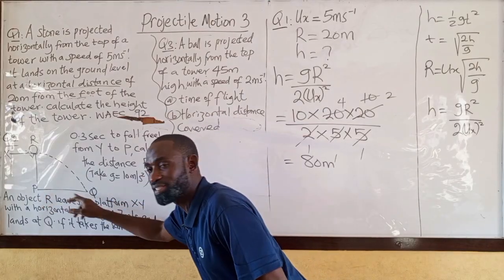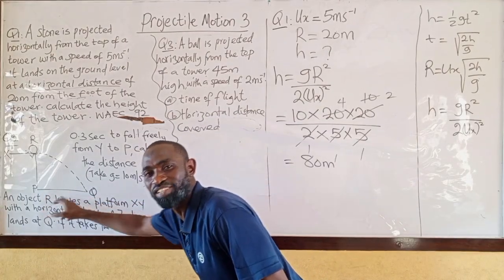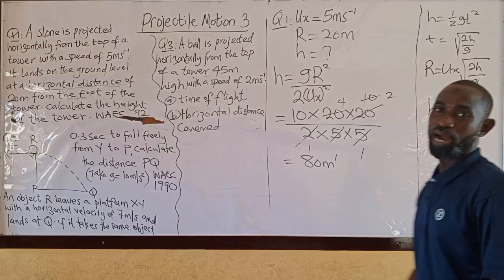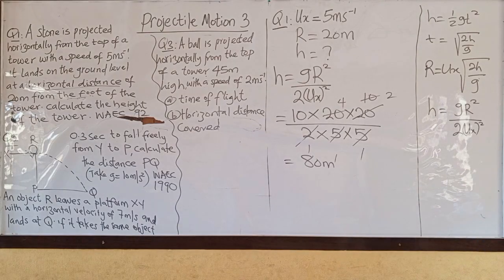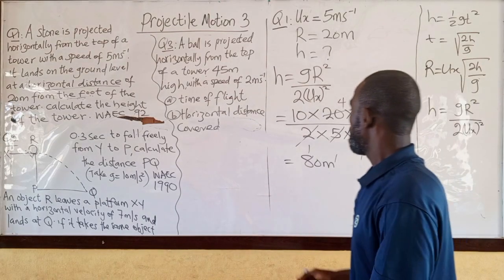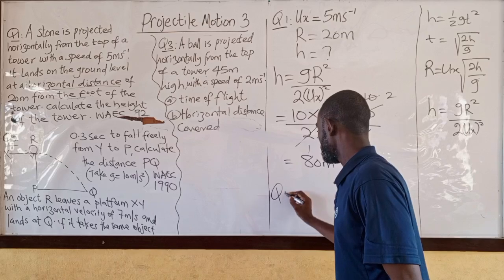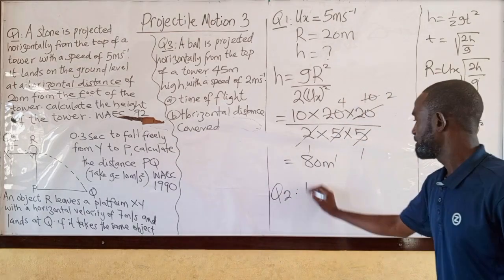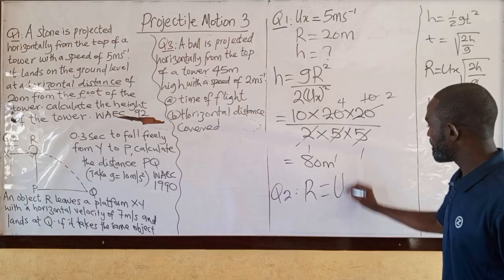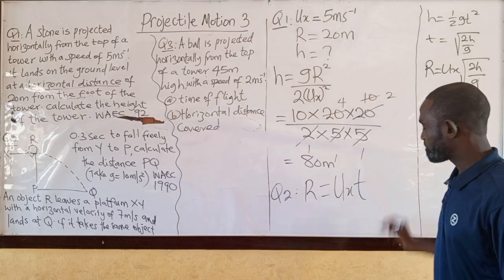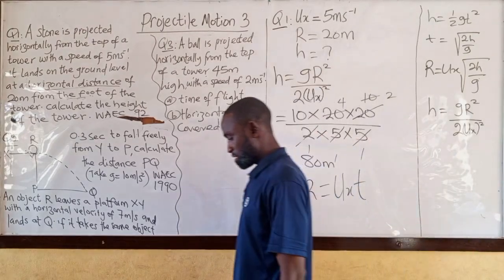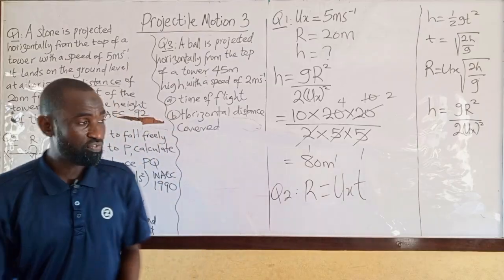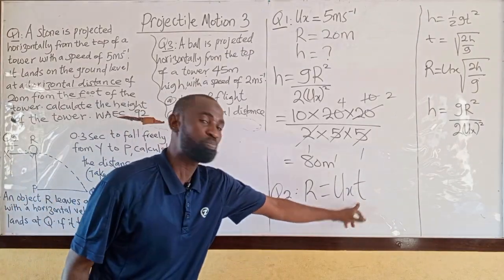PQ is the horizontal distance covered, which is our range. Okay? And mind you, we said question 2. What is the formula for horizontal distance covered? Range equals to horizontal component of the velocity times time of flight. Horizontal component of the velocity times time of flight. And this time of flight is the total time spent by the body.